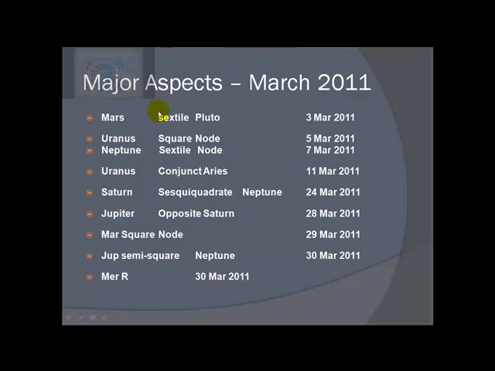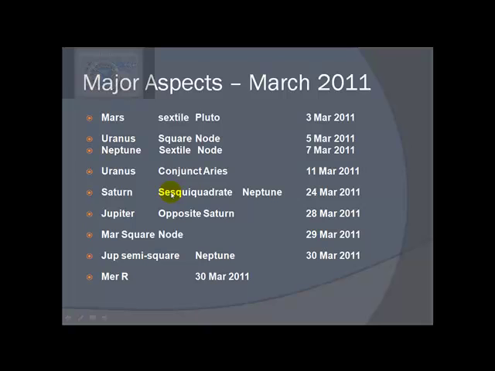And the other month we want to be looking at is March. Here I've listed them for you so you can have a look at these. And Uranus will be ingressing, that means it's conjunct Aries. It will move into Aries on the 11th of March.